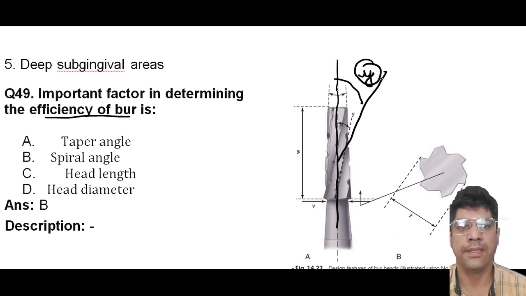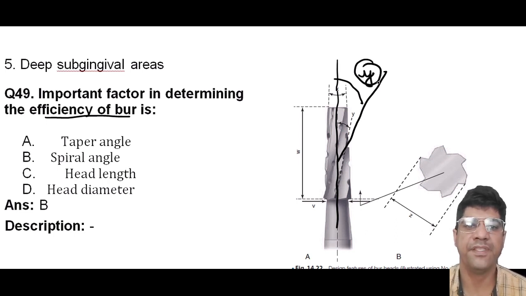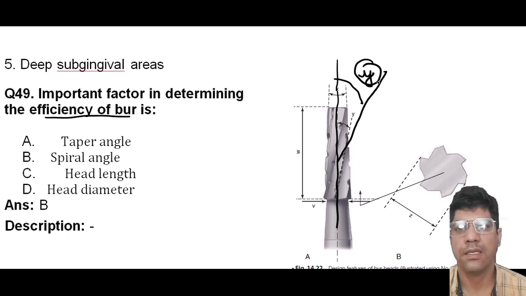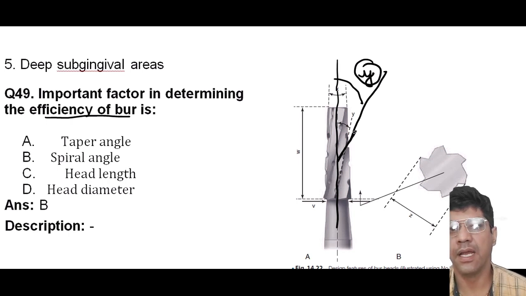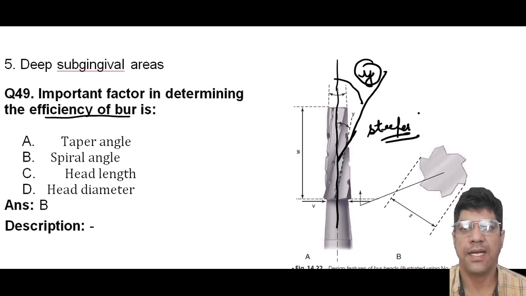In dental tools like burrs, the efficiency of the burr is determined by the spiral angle. Suppose there are two burrs. One burr has a large spiral angle. Here the cutting edges are positioned at a steeper angle, and that results in more aggressive cutting.